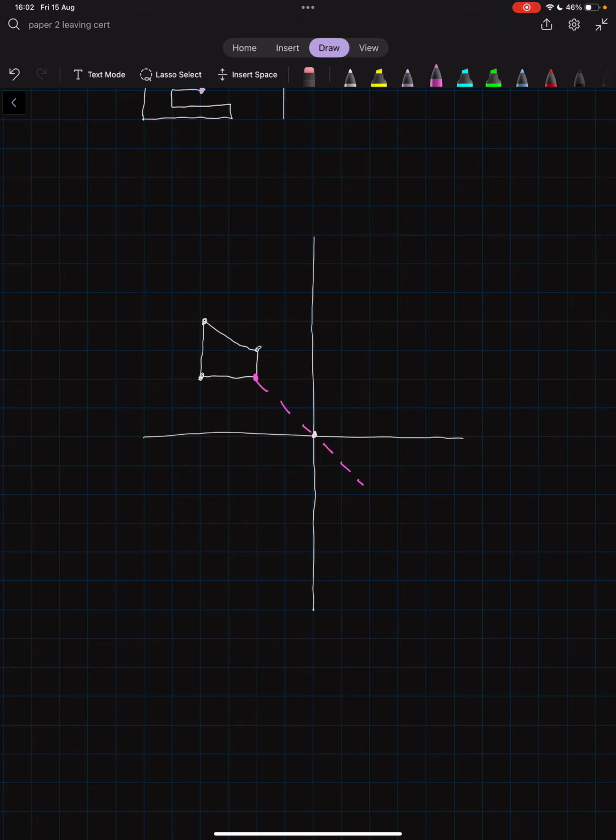Okay? So it goes there. You do the same for this one. You just go through the center, like so. That'll end up here. Do the same for this one. Yeah, so it should be here.